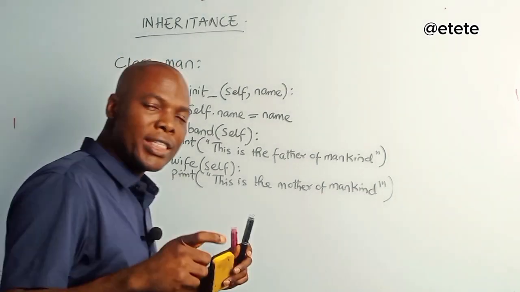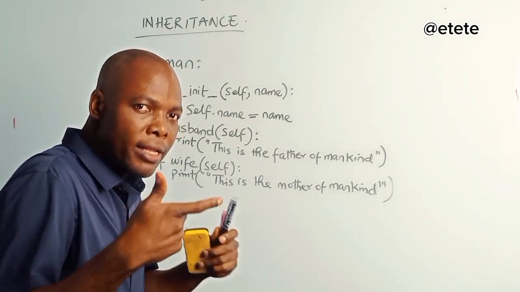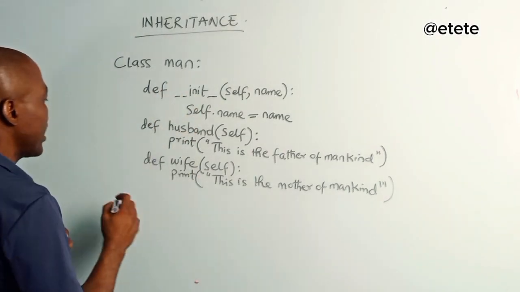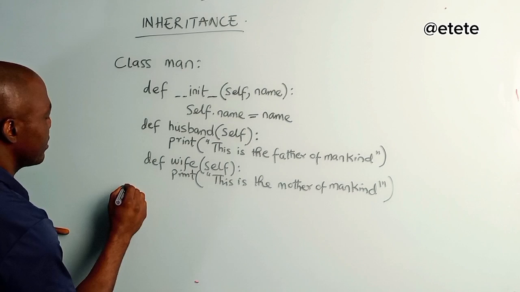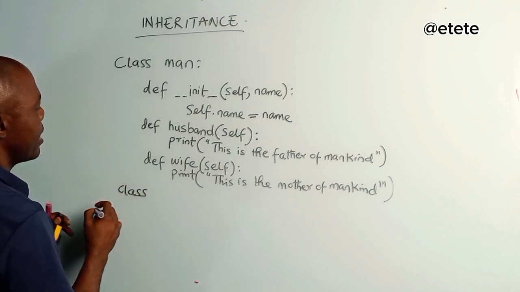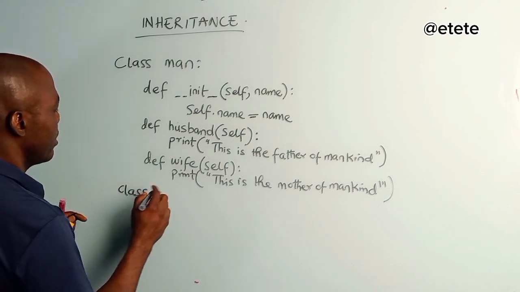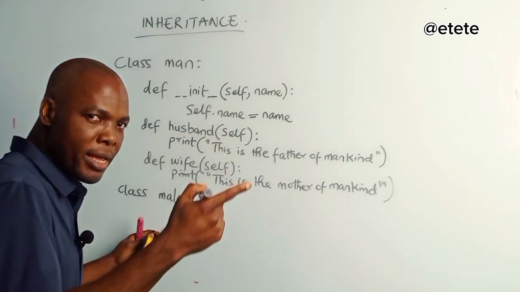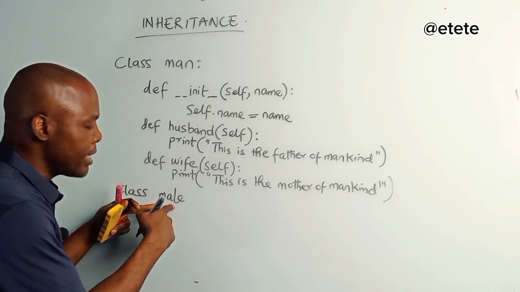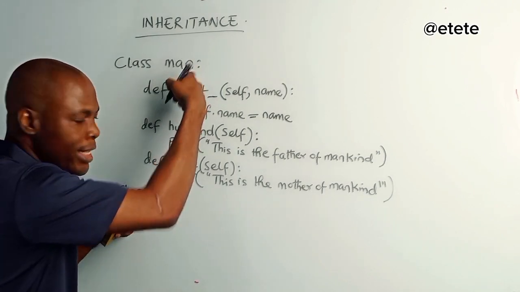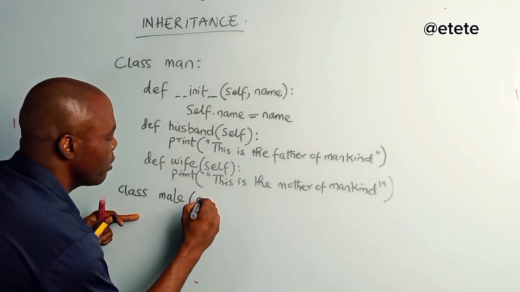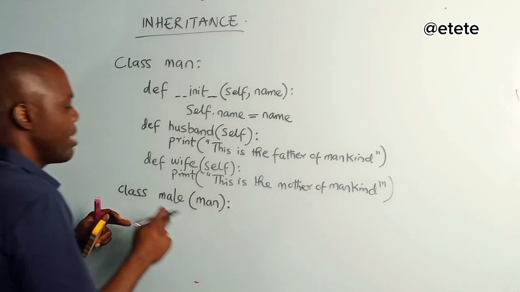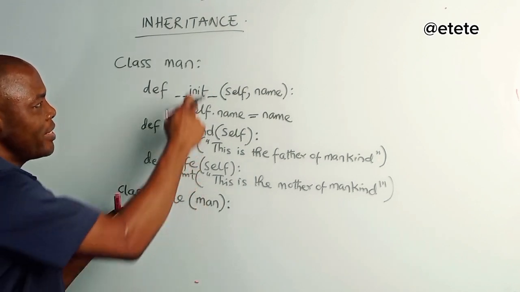Now I'm going to create a child class that is going to inherit this class, man. So the first child class I'm going to create is class male. He created them male and female. So this is the child class that I'm going to create that will inherit this man class. So inside this place will be man. So I have created a child class that is going to inherit this man class.